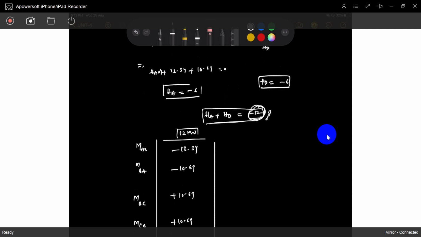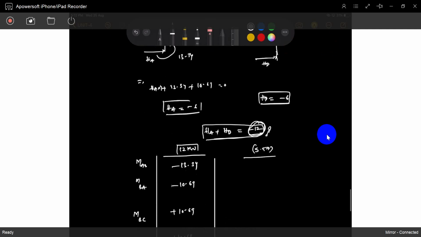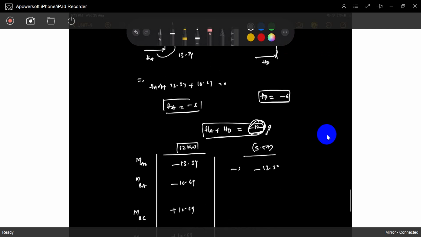Not 5.57. We required 5.57. So for 5.57, how can you get it? Just, remember yesterday, it is just an arithmetic increase, because there are no square terms here. You can see it is minus 13.37 for 12. Divided by 12, that's it, it's the value for 12. What is the value for 5.57? Exactly almost half. It will come as 6.20.